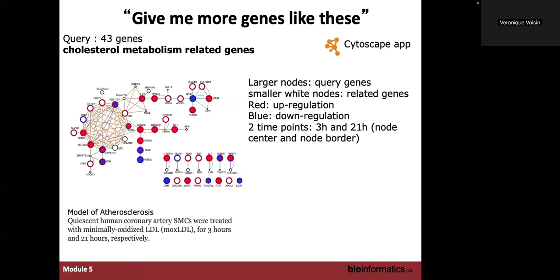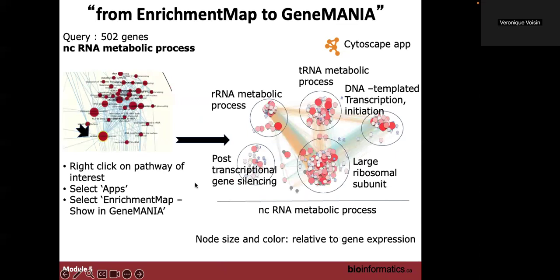So this is an example that in Cytoscape you can also use GeneMANIA as a base network and then add on top of it multiple layers of information. And then in this example, the query has 502 genes. So we use the Cytoscape app because when you have more than 100 genes, it's better to use the Cytoscape app, and the link to the web version may be too slow if it's working.